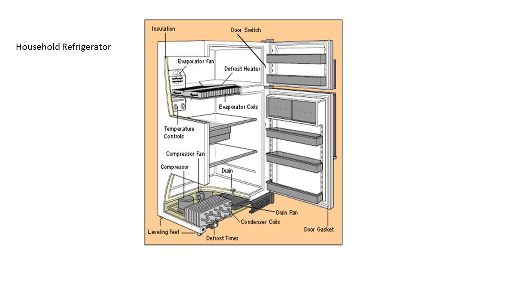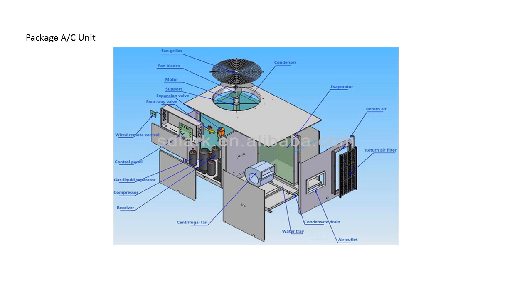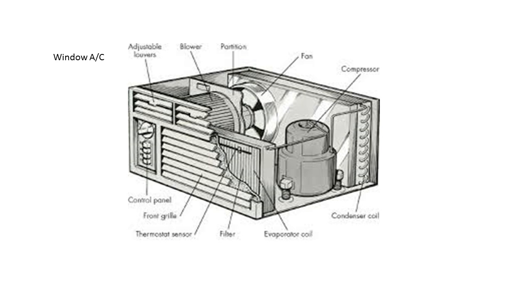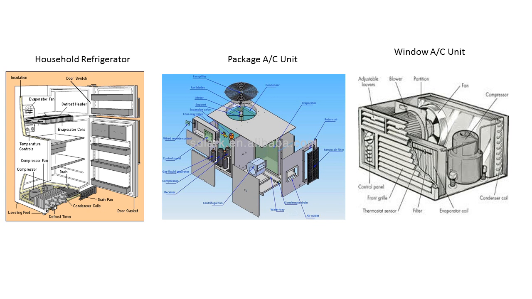Okay, let's look at some different types of equipment that we have in the HVAC industry. This first piece of equipment is a simple household refrigerator. Next is a package AC. The last unit is a window air conditioner. If you look at these three units, you'll notice that they all have pretty much the same components. Every one of them has a compressor, condenser, an evaporator, and a metering device, which is not shown on these diagrams. Although they all have the same components, they do different jobs.